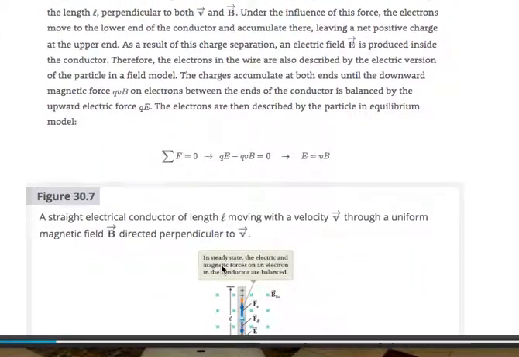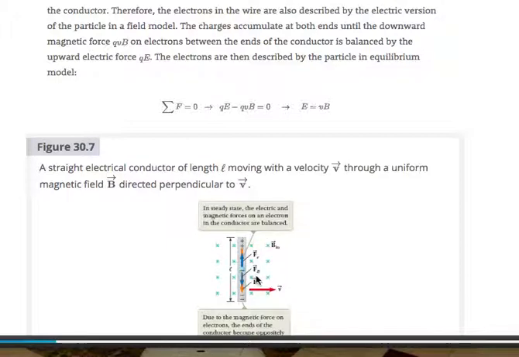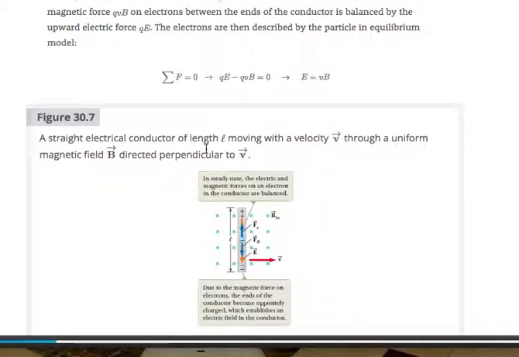This is saying that if you have a current carrying wire, or a charge, placed in a uniform magnetic field, then you will develop an electric field as well, an EMF from one side of this to the other. So again, a straight electrical conductor of length L is moving, it does have to be moving, with velocity v through a magnetic field directed perpendicular to that velocity.